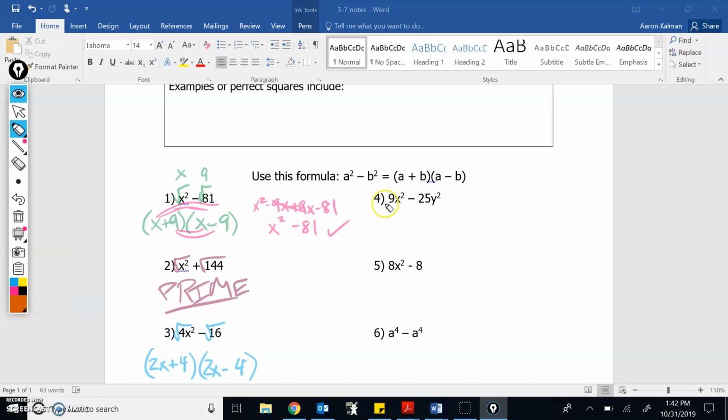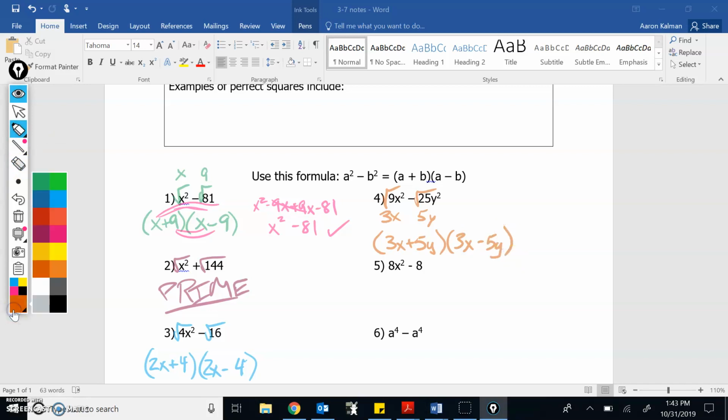Let's do another one. Number 4. It's weird because there's a y here. But we do know that these are both perfect squares. The square root of 9x squared is 3x, and the square root of 25y squared is 5y. The way you write your final answer is you put a plus between them, and then the other factor is going to have a minus between them.